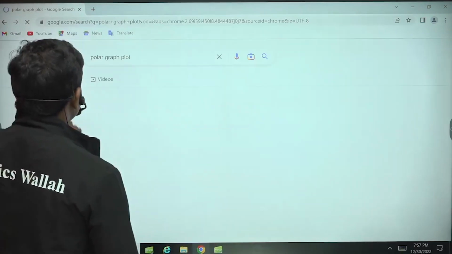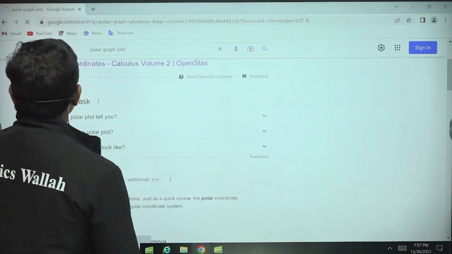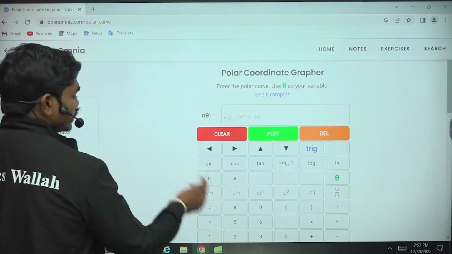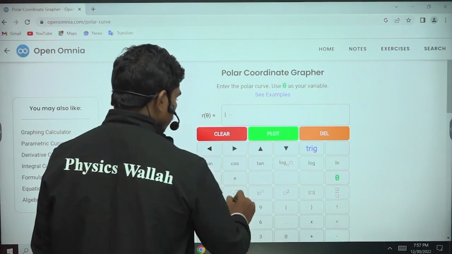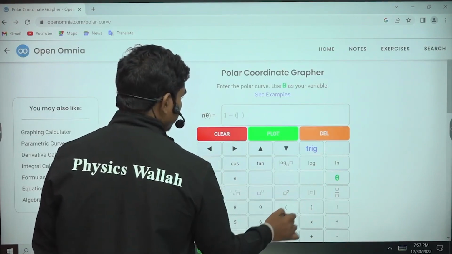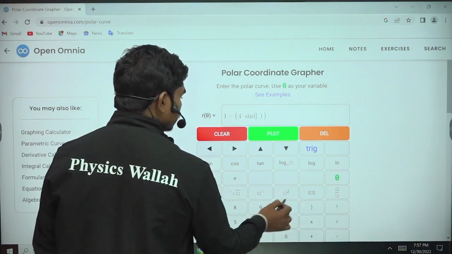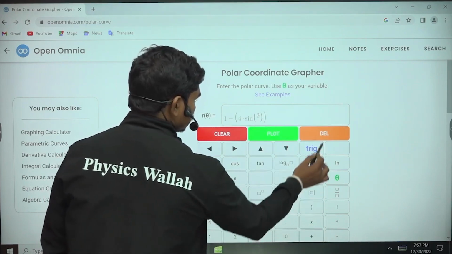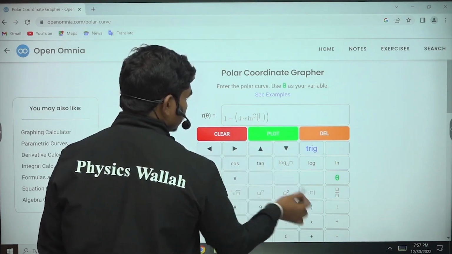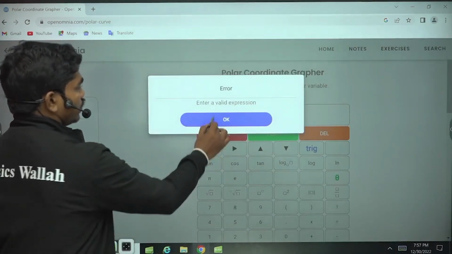Polar graph plot 1 minus 4 sine square theta. I will try to plot this. So, 1 minus 4 times sine square theta. So if you plot this, you can see the entire valid expression.